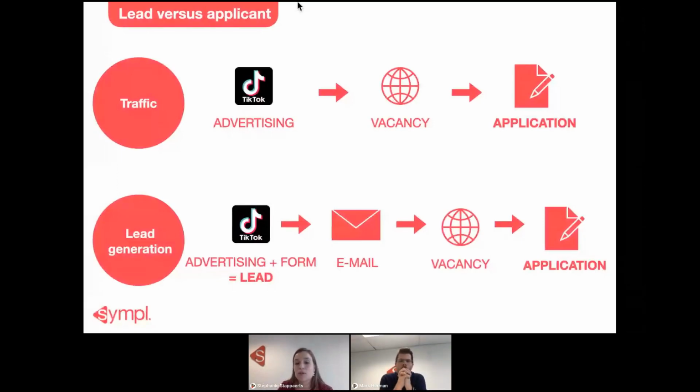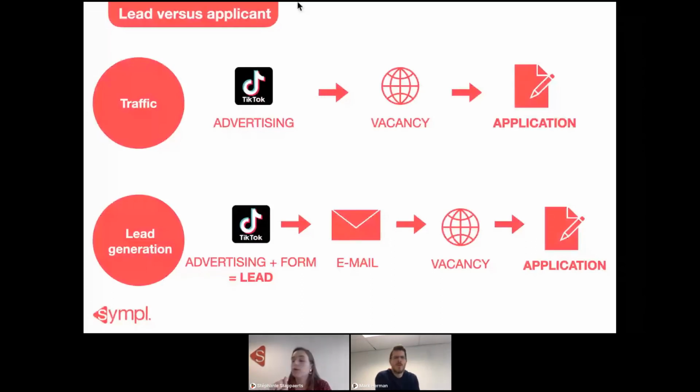Why is this so important to know? Well, there is a difference between a lead and an application. You can have lots of leads, but the applications that will take place with the lead generation form are maybe fewer. You will have a loss of conversion because you have to email them, and they have to go to your website. You have 2 extra steps with lead generation. I hope that is clear.